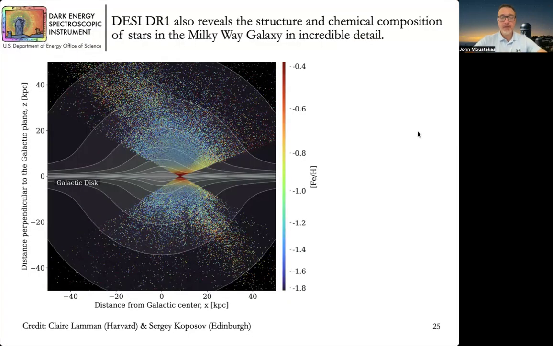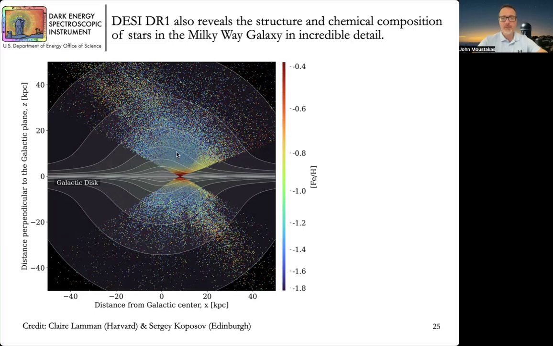The data contained in DR1, as I mentioned, also includes the Milky Way survey data, and those data are starting to reveal incredible detail about the Milky Way galaxy. So this shows the galactic disk. This is distance above and below the galactic plane, which is here in the middle of this figure, and then distance from the galactic center. The galactic center is here. There's the sun, about 8,000 parsecs away from the center.